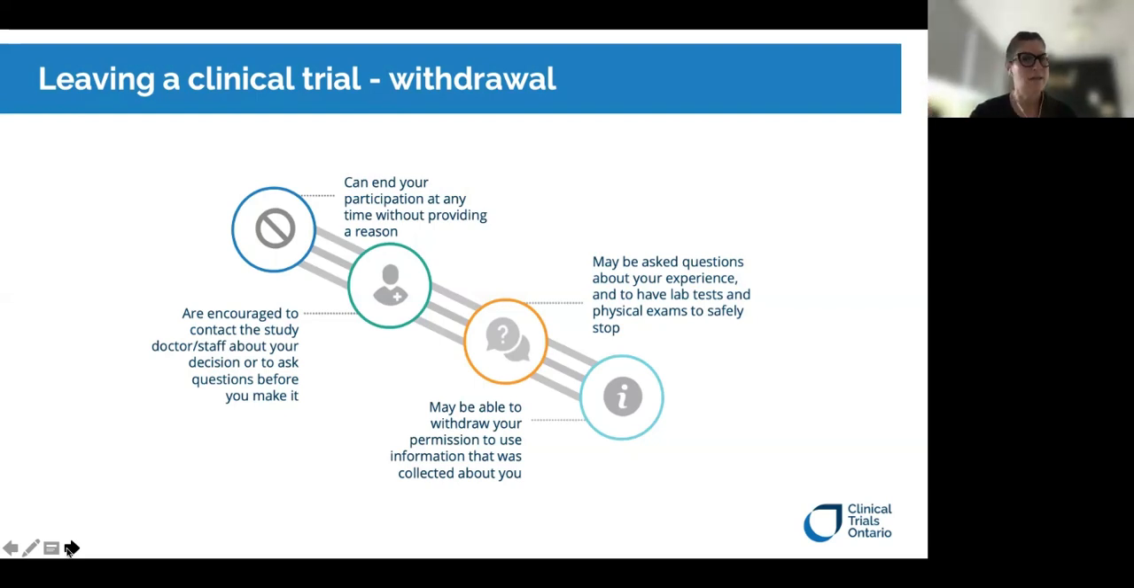And again, you can ask for things associated with your participation to be removed from the study, but for a number of reasons, the team may or may not be able to do that. And they'll be as honest with you as they can be about that.